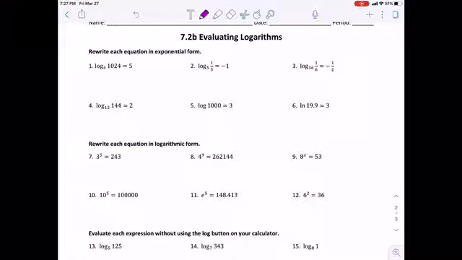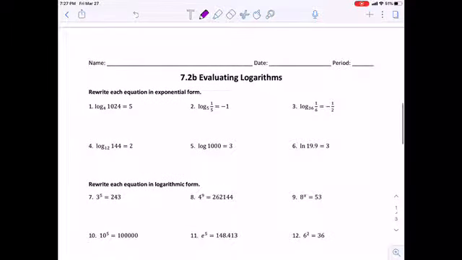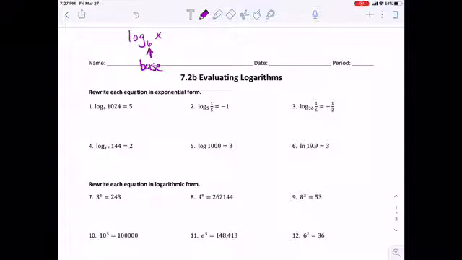In our last video, we learned that the answer to a logarithm is the exponent. We use logarithms when we're trying to find exponents. So before we talk about this assignment, I'm going to teach you a little bit of vocabulary. When we write a logarithm, like for example, let's say we have the log base 6 of x, well, this number right here is what we call the base. And remember that the answer to a log is the exponent.